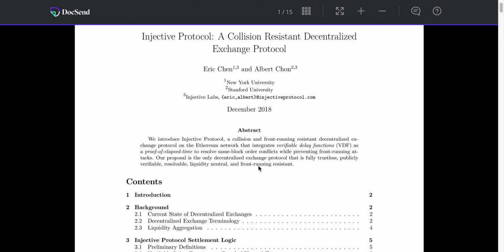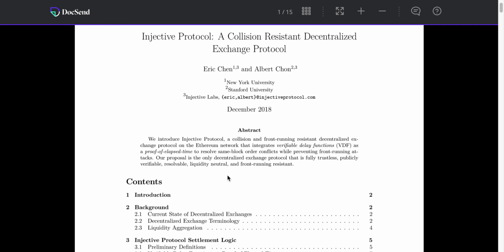Abstract. We introduce Injective Protocol, a collision and front-running resistant decentralized exchange protocol on the Ethereum network that integrates a verifiable delay function, VDF, as a proof of elapsed time to resolve same-block order conflicts while preventing front-running attacks. Our proposal is the only decentralized exchange protocol that is fully trustless, publicly verifiable, resolvable, liquidity neutral, and front-running resistant.